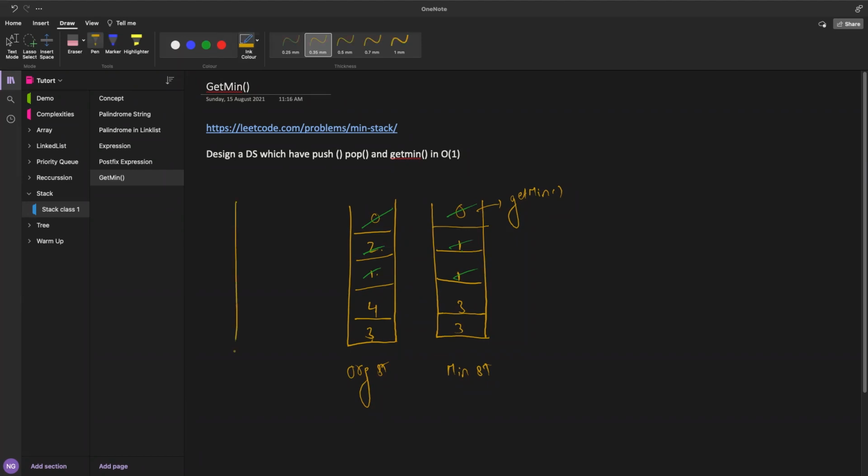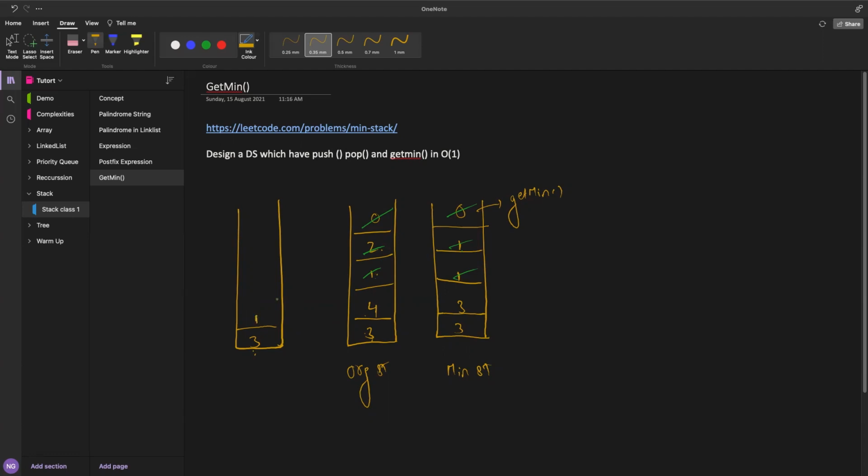How? This is the optimization. The approach is going to remain the same, taking an extra stack, but it's a better approach in terms of space optimization. For example, I push 3, minimum is 3 only. I push 4, so minimum remains 3, so I won't push anything for 4.